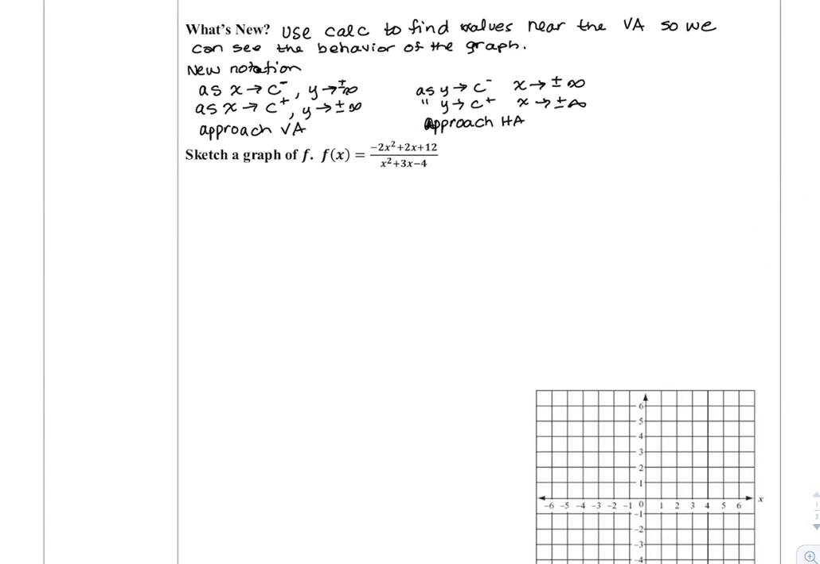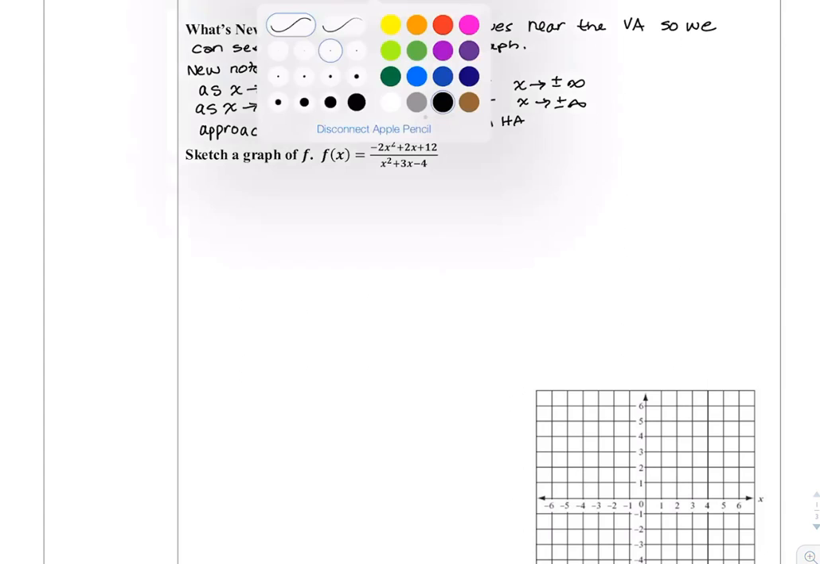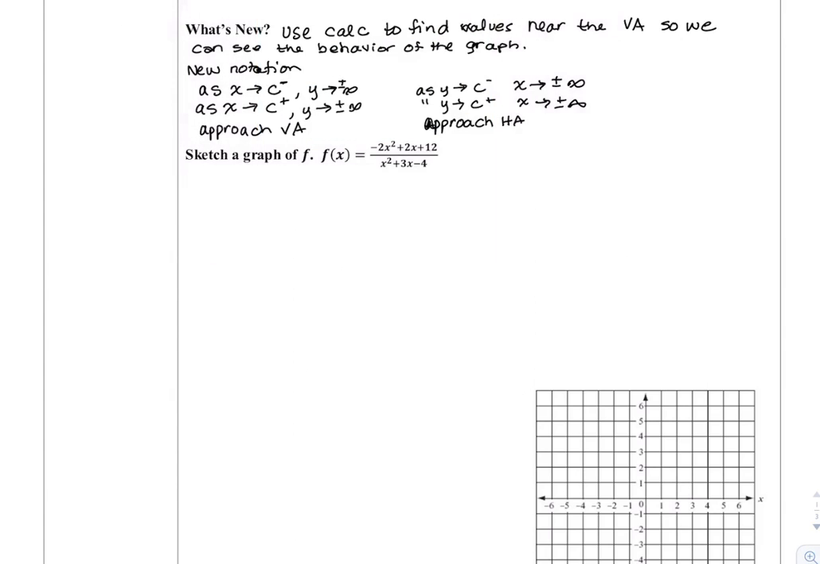Okay, so here we go. Sketch a graph of the function f of x equals negative 2x squared plus 2x plus 12 over x squared plus 3x plus 4. Let's keep it in its original form and get the information that we need from that. We can look at our horizontal asymptote here, and that's coming from a degree of 2 over a degree of 2. If the numerator and denominator have the same degree, then you just divide the lead coefficients to get your horizontal asymptote. So negative 2 over 1 is negative 2.